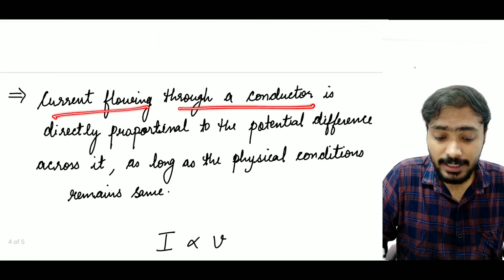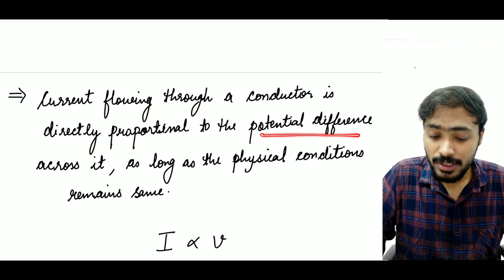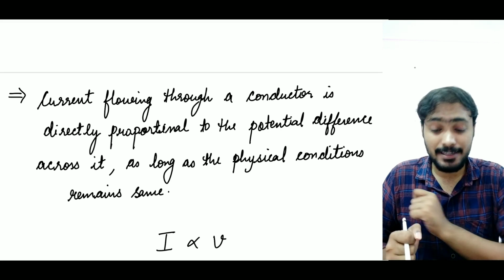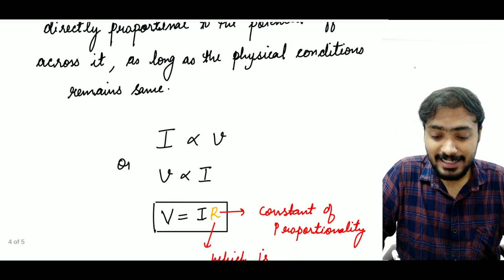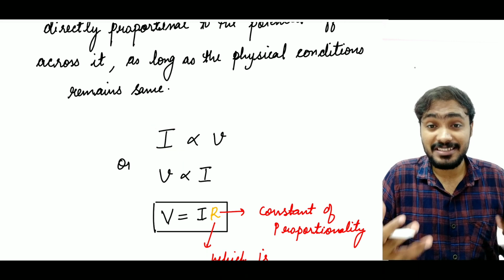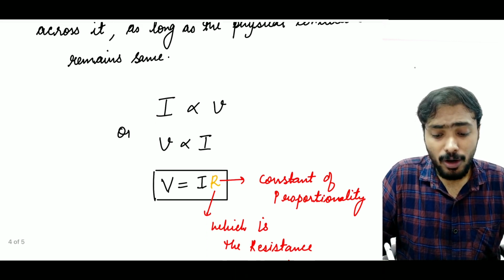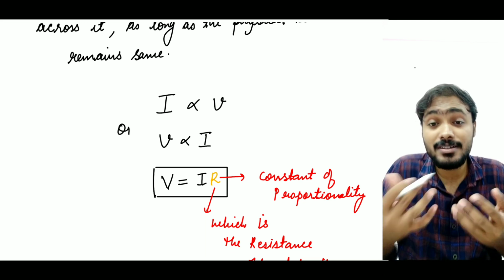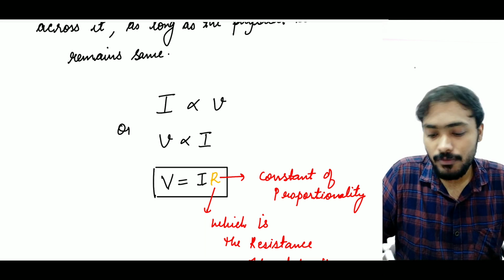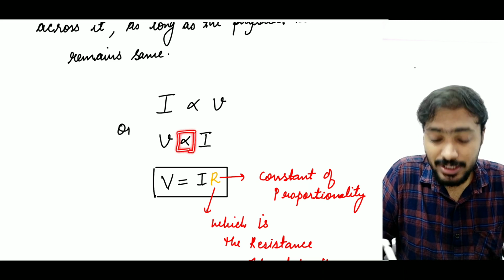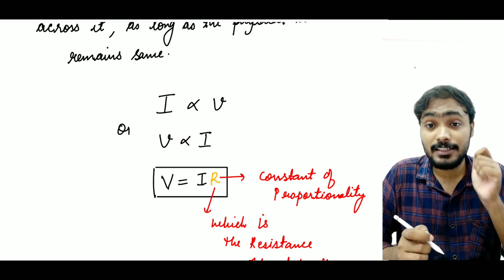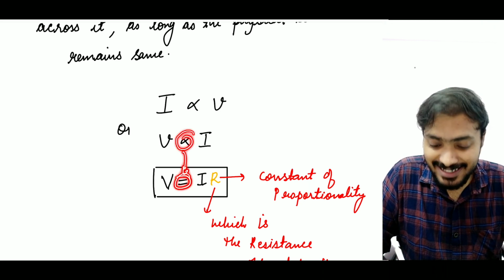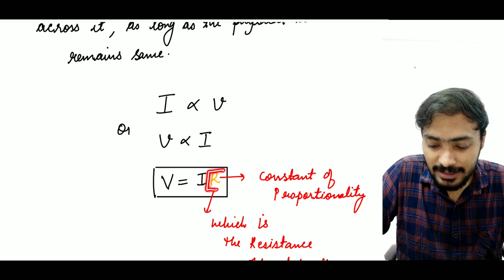The current flowing through a conductor is directly proportional to the potential difference across it, as long as the physical condition remains same, right? So mathematically I can write current is proportional to the potential difference across the conductor, or you can simply write it vice versa. So V is proportional to I, right? Both are same, because they are directly proportional. Okay. Now we all know whenever you take out the proportionality sign, there is always a constant you have to add, right? So this proportionality sign has been changed to an equality sign. So when you do that, you add a constant.